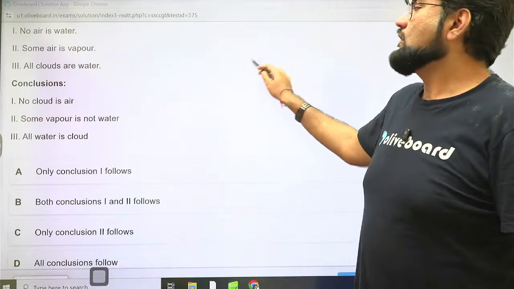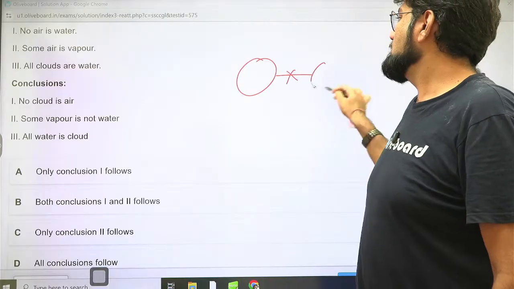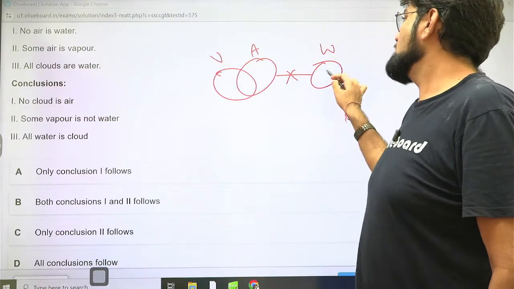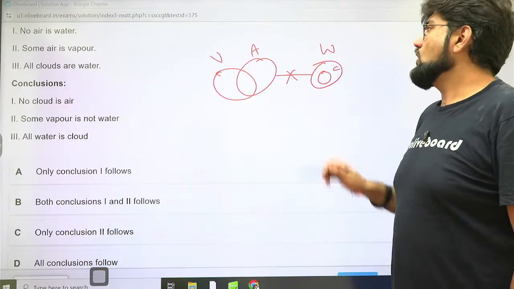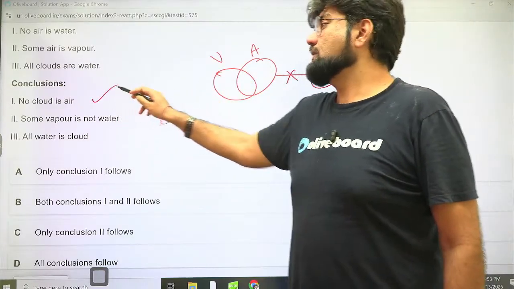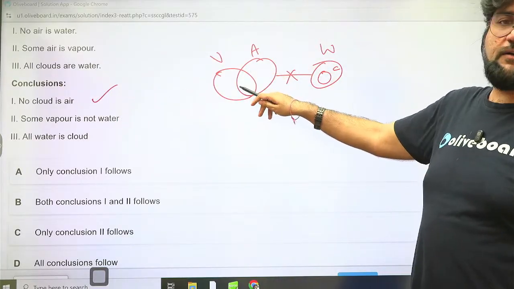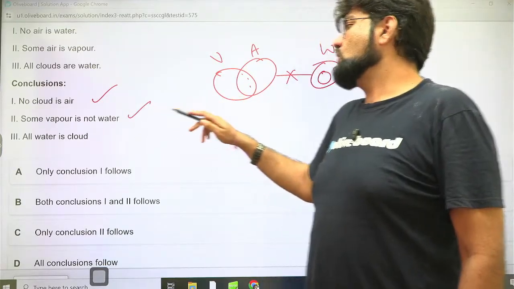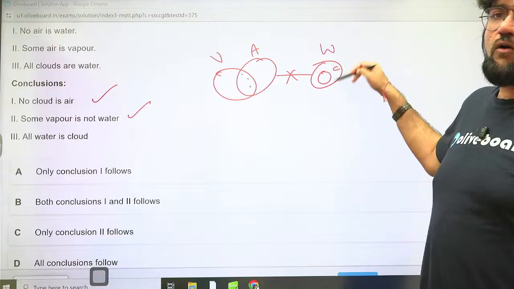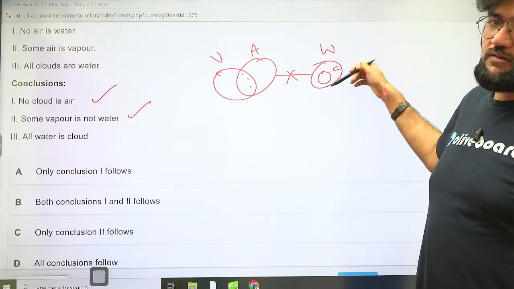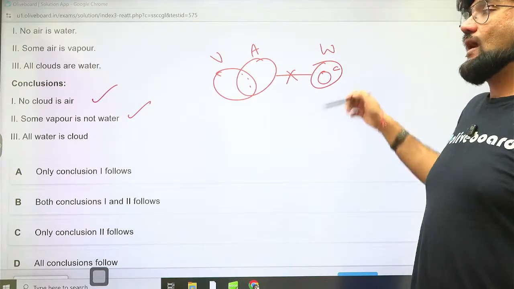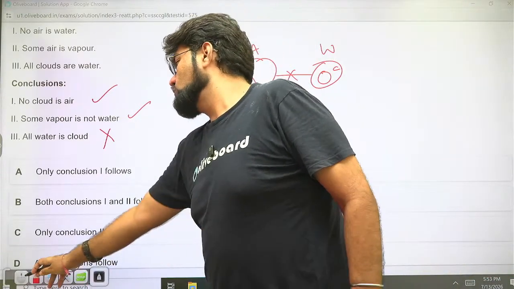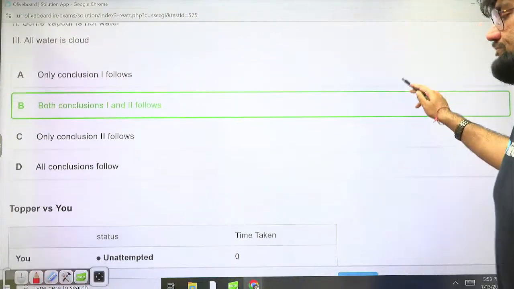No air is water. Some air is vapor. All clouds are water. No cloud is air. Absolutely correct. Some vapor is not water. That's right. Between vapor and water, there's a relationship of some not. Some vapor is not water. True. All water is cloud. No. All cloud is water, or some water is cloud, but all water is a cloud is a possibility. This is not a possibility. So only 1 and 2 will be true. Both 1 and 2 follow. Option B is the right answer.